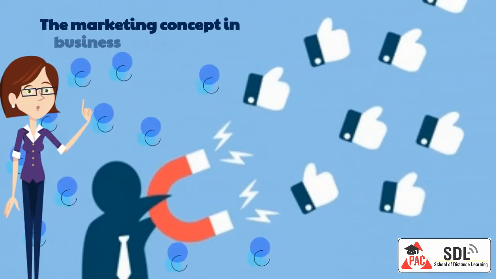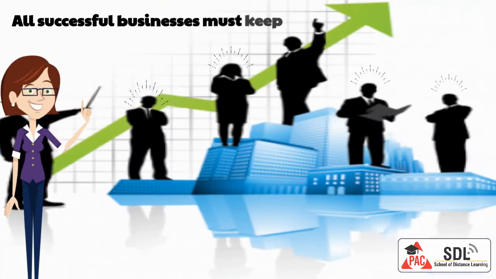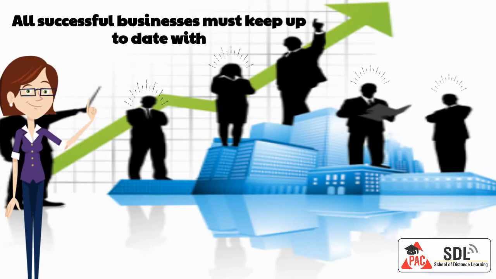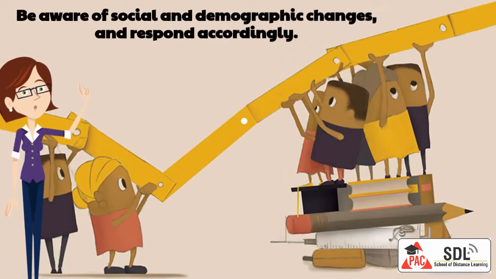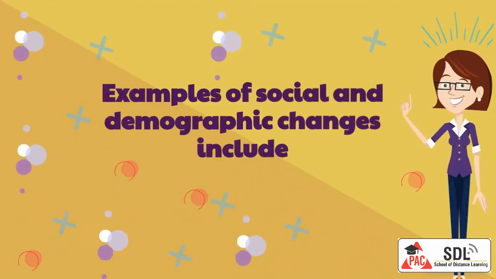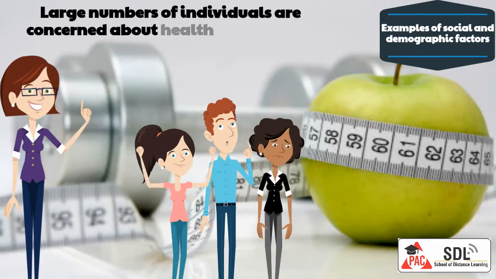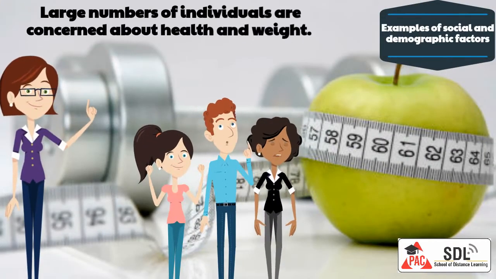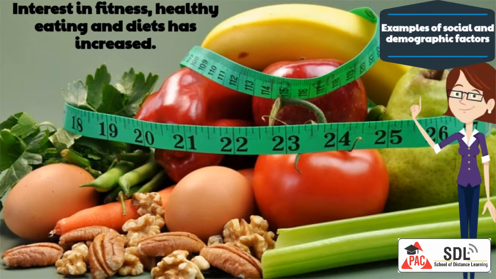The marketing concept in business requires that all successful businesses must keep up to date with and be aware of social and demographic changes, and respond accordingly. Examples of social and demographic changes include: large numbers of individuals are concerned about health and weight. Interest in fitness, healthy eating and diets has increased.